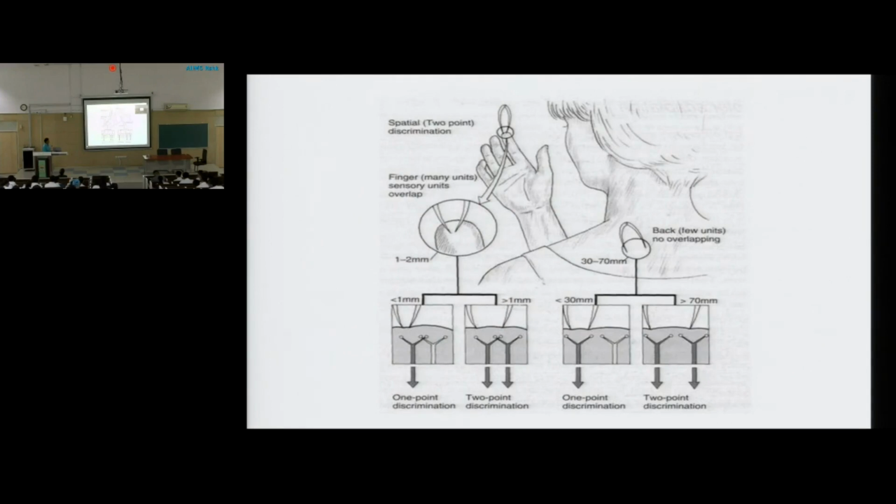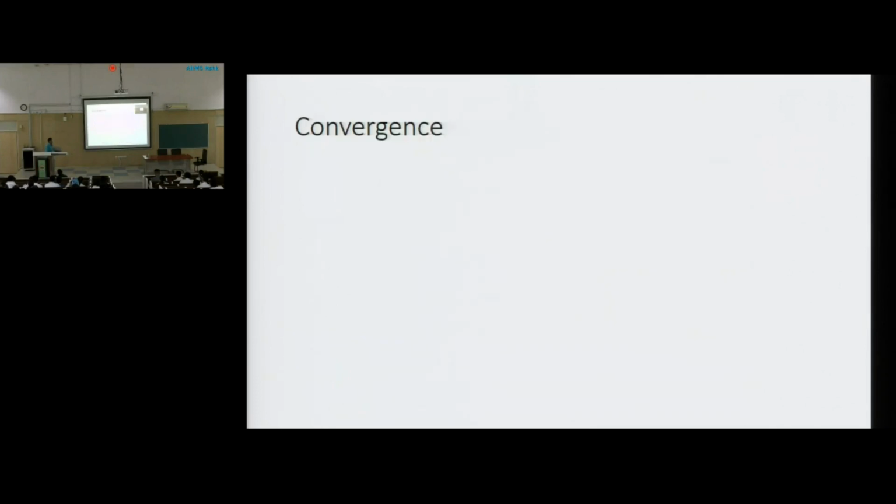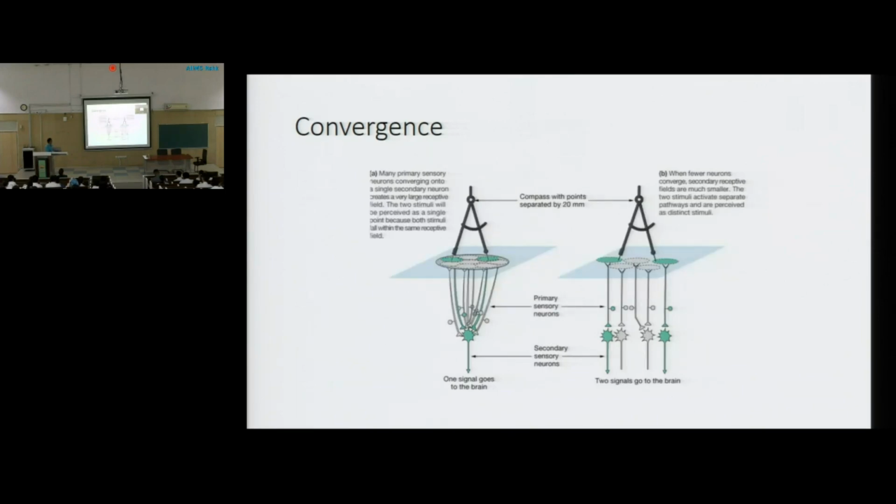Now this was the case about the receptive field for the primary sensory neuron. Another thing occurs: these primary sensory neurons converge onto the secondary sensory neuron. Just pay attention here. These are the receptive fields for the primary sensory, afferent neurons that we were talking about. All these primary afferent neurons will further converge on the secondary neuron, so this whole will be the receptive field for the secondary neuron. Many primary sensory neurons converge onto a single secondary neuron, and that creates a very large receptive field. The two stimuli will be perceived as a single point because both stimuli are falling within the same receptive field.